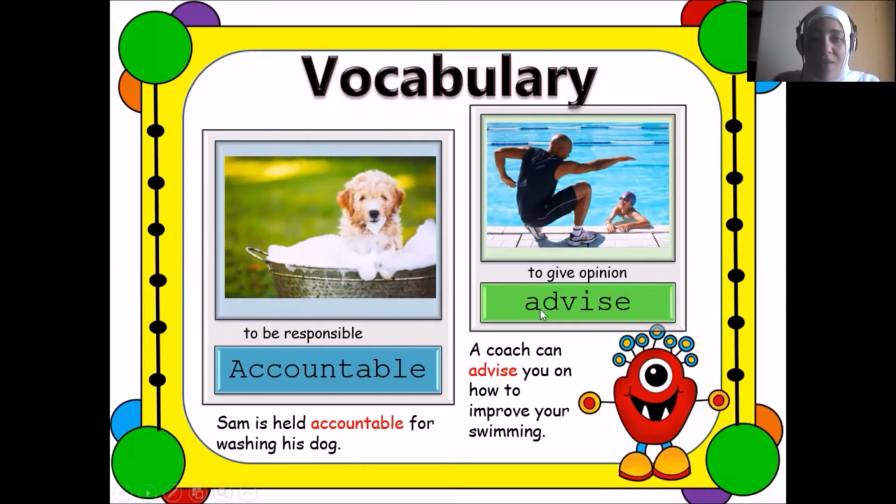The second one, advise. Let's read the sentence. A coach can advise you on how to improve your swimming. So, what can a coach do? Give you his opinion, give you pieces of advice in order to help you, give you ideas, for example. So we can say advise means to give opinion.